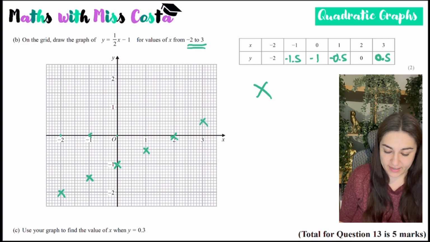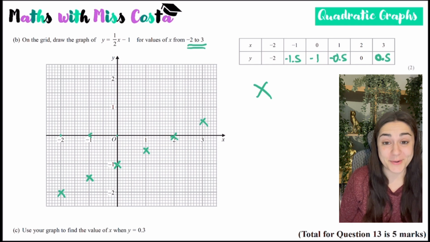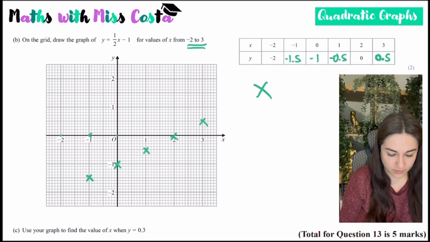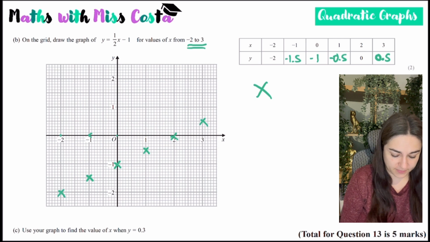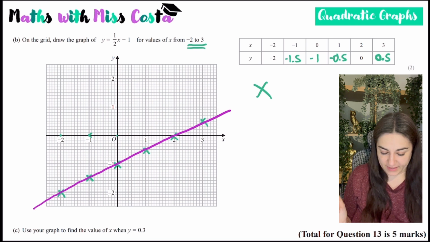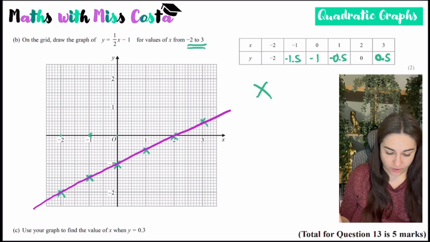Now, this is a straight line graph. I don't know why it says quadratic graphs. I think I was very tired when making this. So it's a straight line graph, and you have to, I don't know why that point just disappeared. You have to join your points together with a straight line and a ruler, and then you've got your straight line graph. Now, use a graph to find the value of x when y is 0.3.